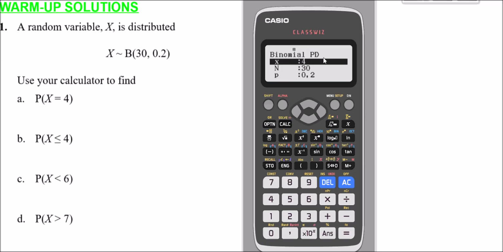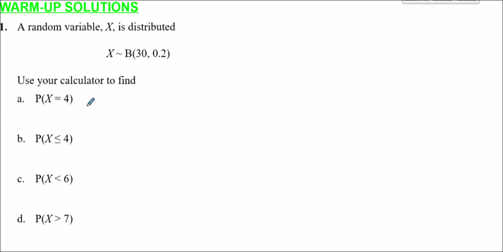To get onto binomial PD, I'll just talk you through how you get onto that. We press menu, option 7, and then option 4. You then go to variable mode, so press 2, and then type in the parameters. So X is the number of successes that we're interested in, in this case 4. N is the number of trials, which we're told is 30, and the probability of success is 0.2. And so press equals, and we'll get an answer to 3 significant figures of 0.133. And so that's our answer for question 1 part A. So we can just fill this in here.